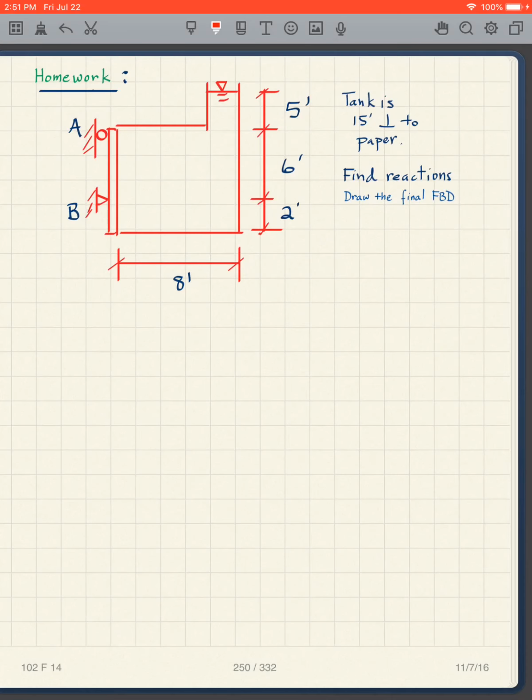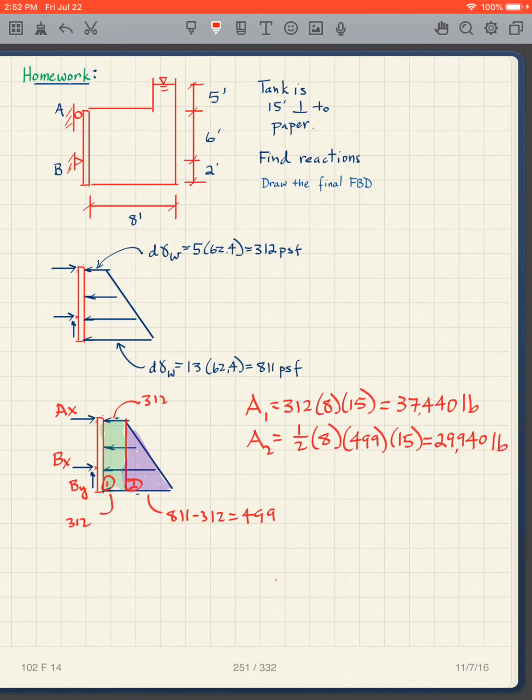Pause the video and do your best to solve this problem here. Okay, if we follow our rules, I'm taking a free body diagram of this, and notice I cut through the water again, and I cut through the roller and the pin. So at the roller I've got one force, at the pin I've got two forces.